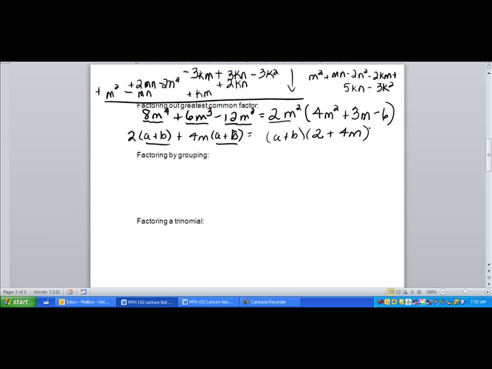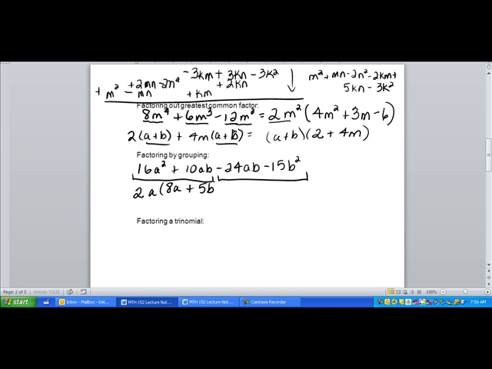And we'll do this one, 16a squared plus 10ab minus 24ab minus 15b squared. Okay, in factoring by grouping, we're going to group this into two pairs, and we're going to factor out the greatest common factor for each pair. So as I look at the first pair, I can take out a 2 from the 16 and the 10, and an a from the a squared and ab, and that leaves 8a plus 5b.